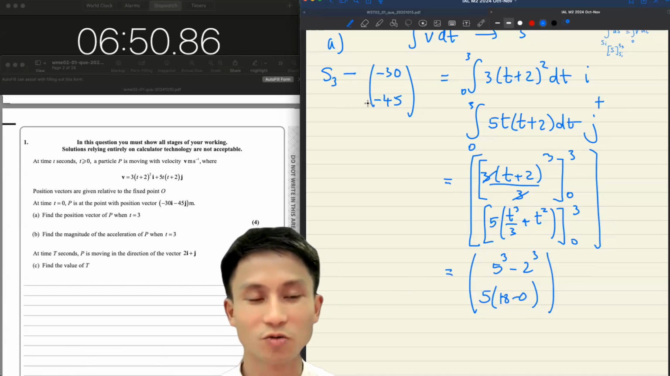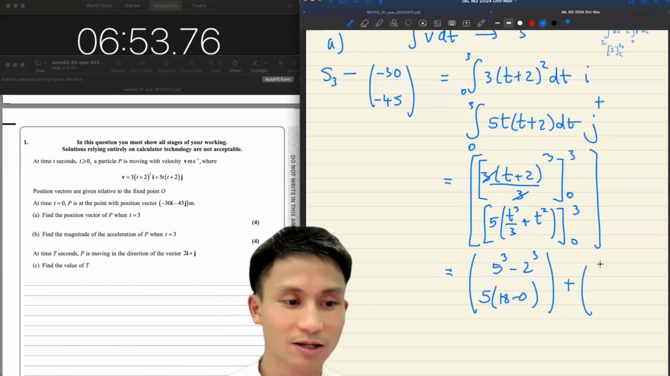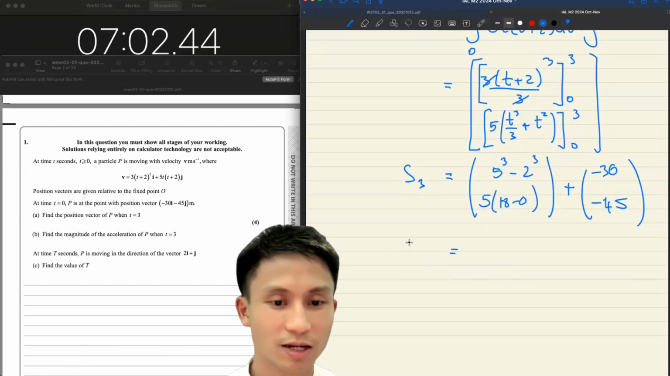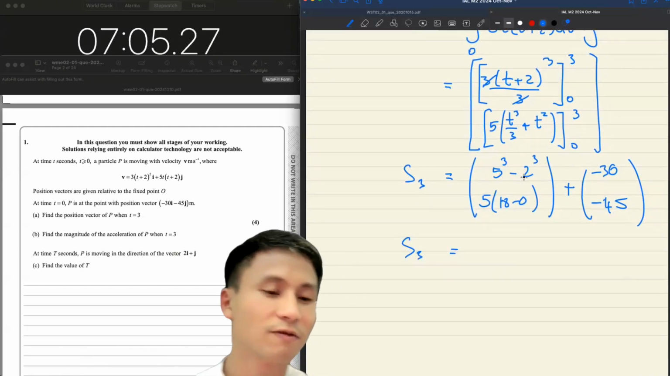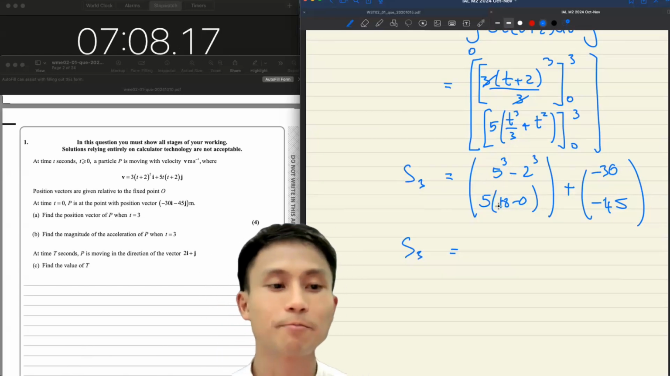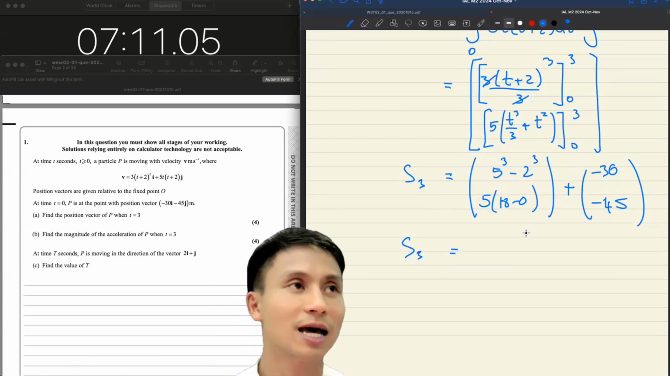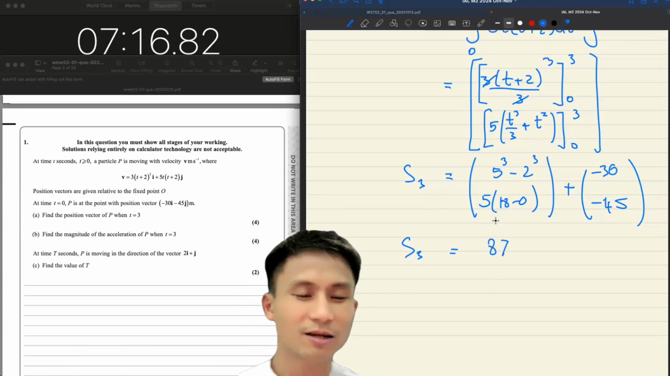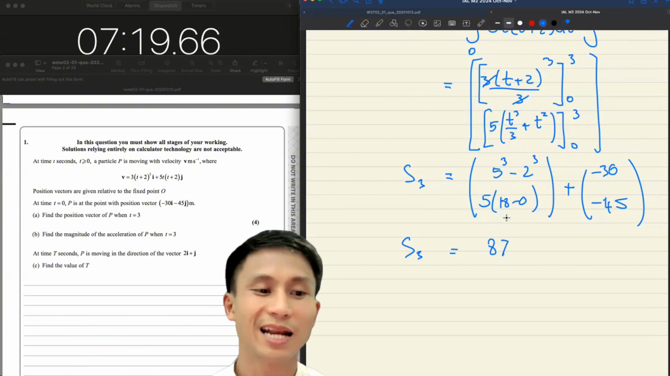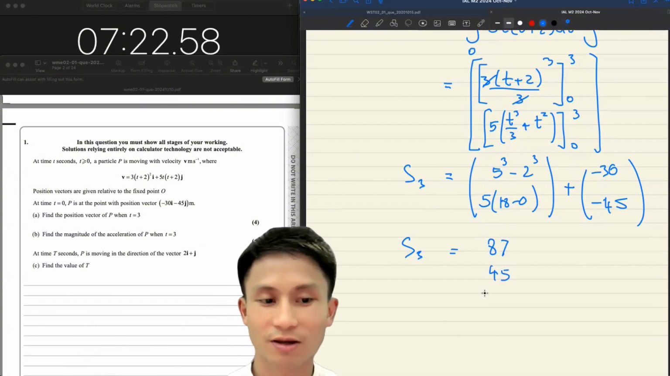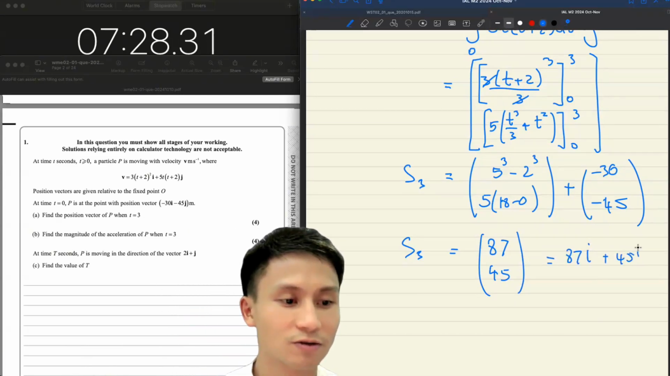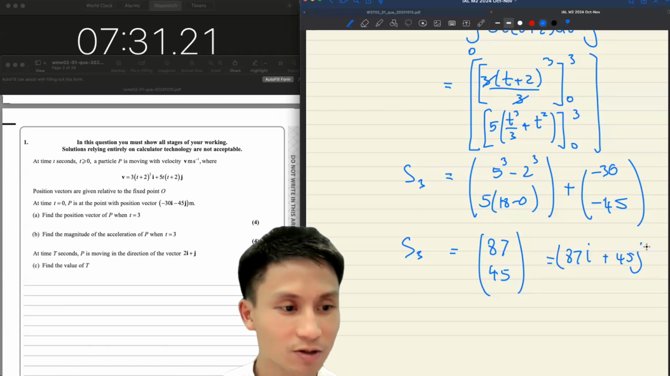Now, if we move this to the other side, that's going to be plus minus 30 minus 45, right? That is going to be the position vector at time equals 3. So working that out, this is 125 minus 8, so I get 117. 117 minus 30, I get 87, yeah? And then this is 18 times 5, so that's 90. 90 minus 45 is 45, yeah? So I think that is the answer, 87i plus 45j in meters. We can just put the units there.